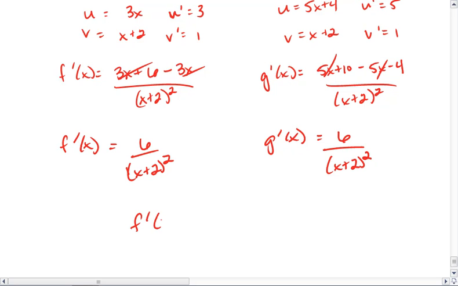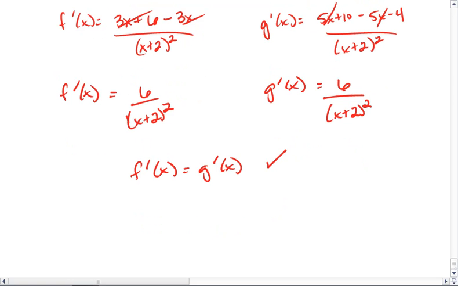We do indeed see that f prime of x equals g prime of x. So that's the first part. But then we want to figure out what exactly this means about the relationship between f and g.